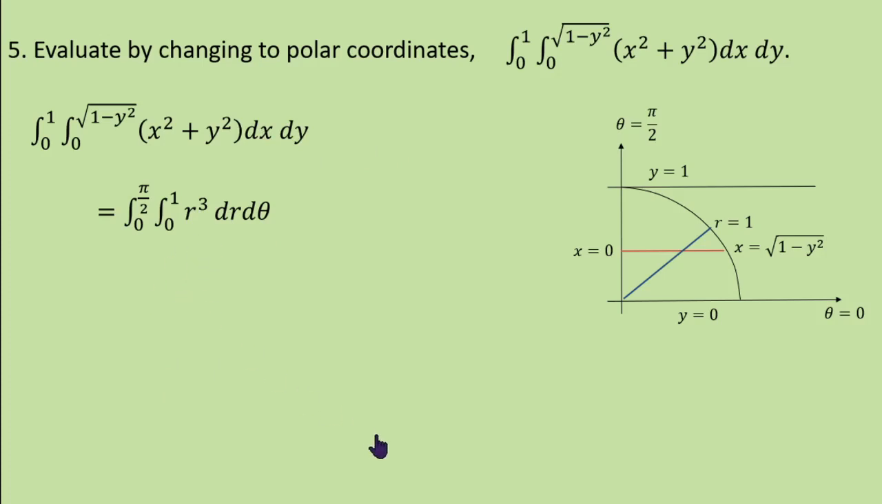Integral of r cube is r power 4 by 4. Limit is from 0 to 1. Upper limit is 1, 1 power 4 is 1, so 1 by 4. Lower limit is 0. Therefore, 1 by 4 you take outside and integrate 1 with respect to theta. Integral of 1 with respect to theta is theta. Upper limit of theta is pi by 2 and lower limit is 0. Therefore, pi by 2 into 1 by 4 is nothing but pi by 8. So, that is the required answer.